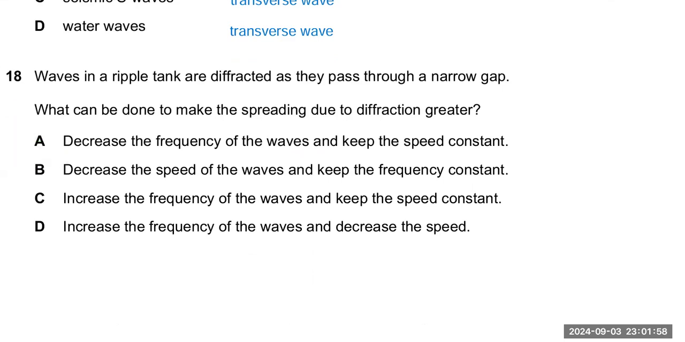Water waves in the ripple tank are diffracted as they pass through a narrow gap. What can be done to make the spreading due to diffraction greater? Diffraction means the bending when the wave travels through obstacles, then the wave starts to bend or spread. Okay, this is called the diffraction of a wave. But here the question is what can be done to make this spreading due to diffraction greater? It means you have to focus on that statement.